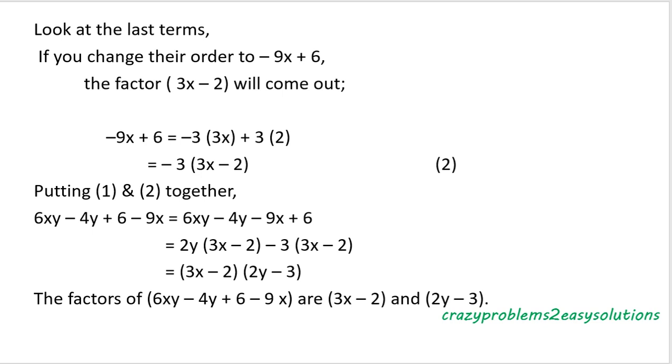What is the common thing? 3 is common. 9 and 6 are not prime numbers: 9 is 3 into 3, and 6 is 3 into 2. 3 is common, so we take it outside. Then minus 3 into 3x minus 2.